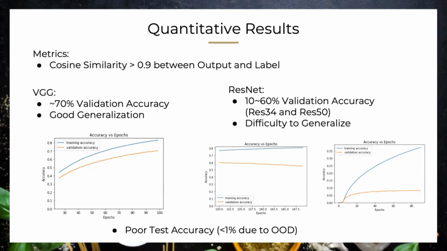For some statistics, we used cosine similarity for our accuracy metric and set the threshold to 0.9. For our baseline VGG, we have a 70% validation accuracy, and for the ResNet 50, we have a 60% accuracy. However, at the bottom, as you can see, the test accuracy generated by this cosine similarity is really low, much lower than the qualitative description we have. This is because the test dataset is out of distribution, and the model has never seen the label vectors of the test images.